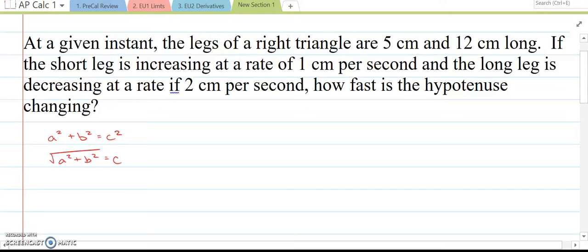Is anybody bothered by the fact that I did a square root on both sides so far? Hopefully not. I was talking to somebody last week that said, I didn't realize that the distance formula and Pythagorean theorem were the same thing.